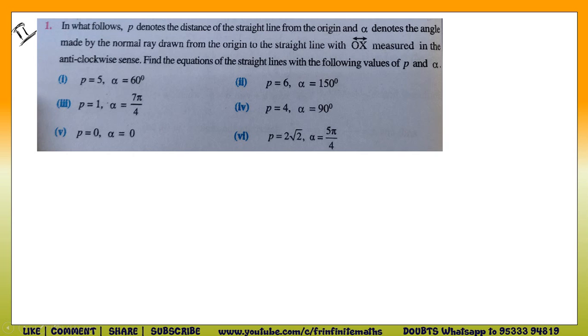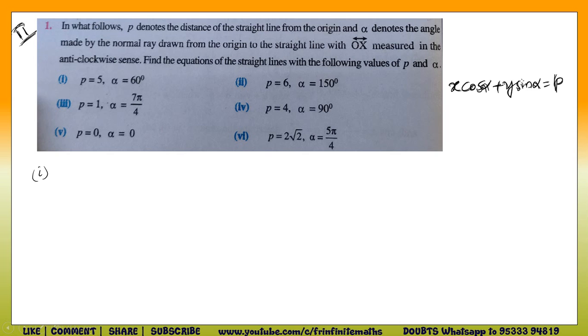Already we know what the normal form is. The normal form is x times cos alpha plus y times sin alpha is equal to P. This is the formula which we are going to use: x cos alpha plus y sin alpha is equal to P. The alpha and P values are already given, so let's begin with the first question.